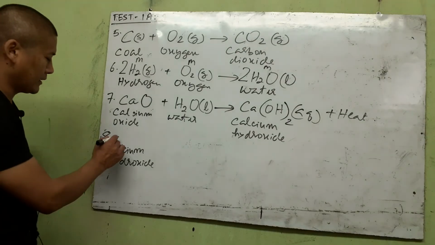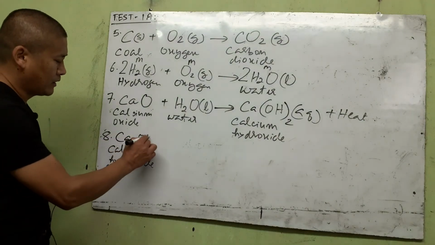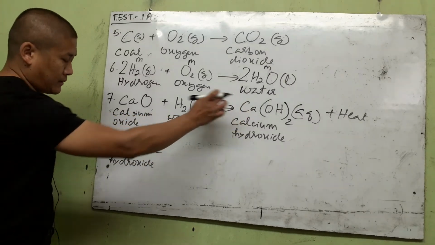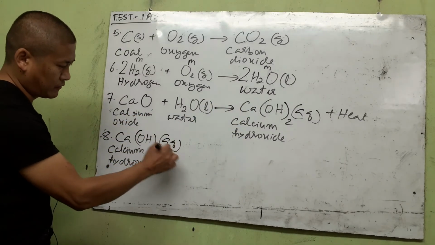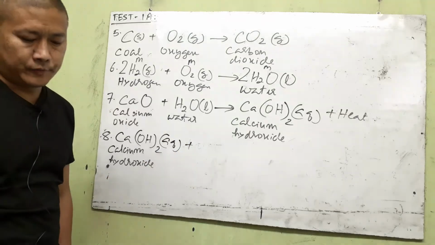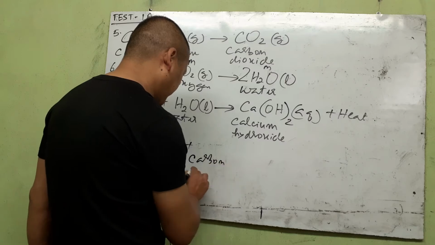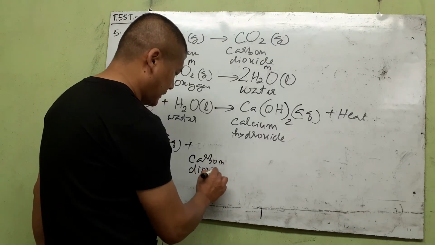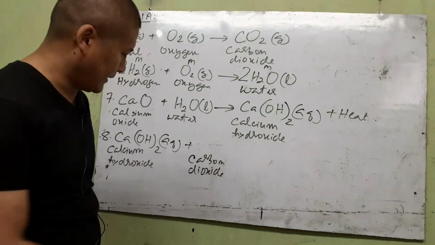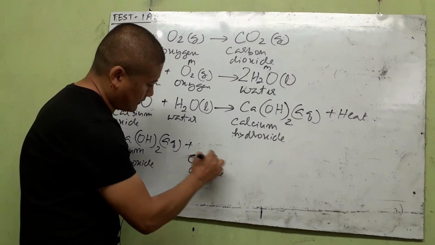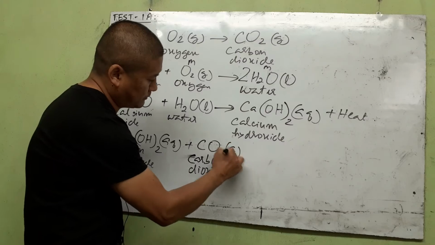So calcium hydroxide in the aqueous form, Ca2+ OH1-, so 2 down here with a bracket, as I said, in the aqueous form. The word equation is saying react with carbon dioxide. So here we write carbon dioxide. I hope you're getting it right. So here carbon dioxide, so CO2 in the gaseous form.